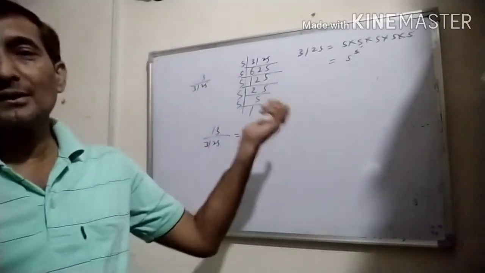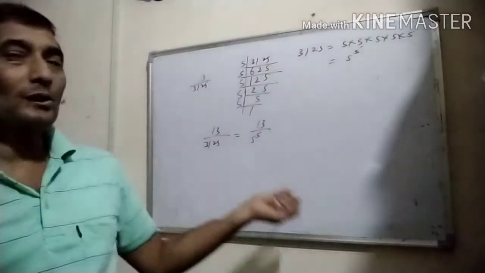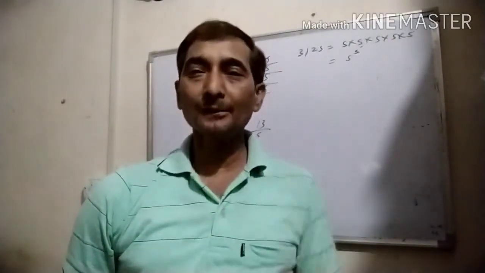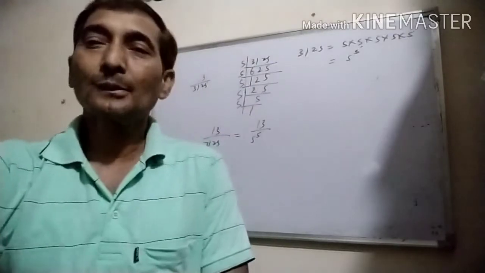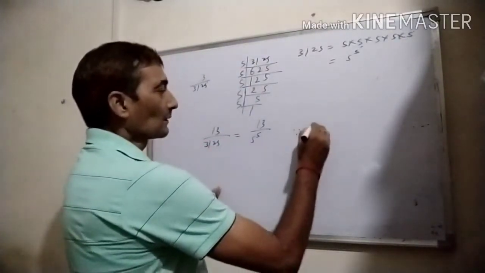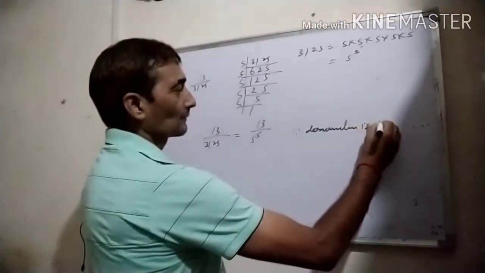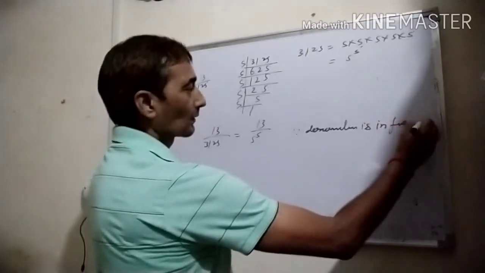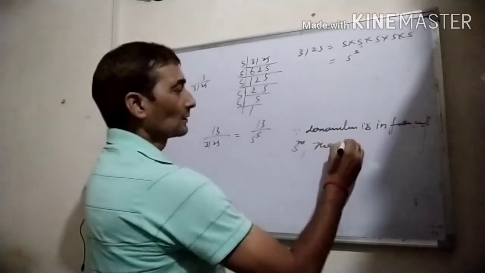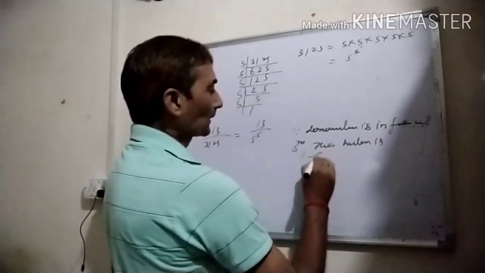According to the above concept, which I explained, when the denominator can be converted into the form of 5 to the power m, then the number is terminating. Here in this question, since the denominator is in the form of 5 to the power m, the number is terminating.